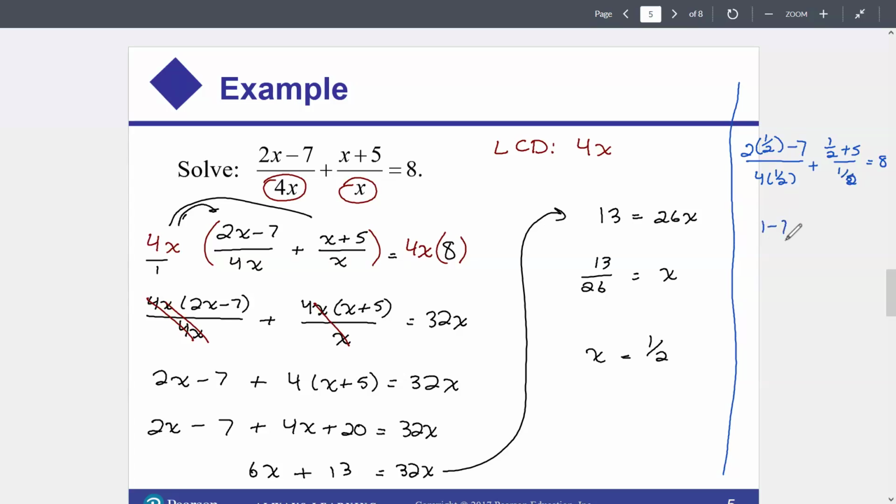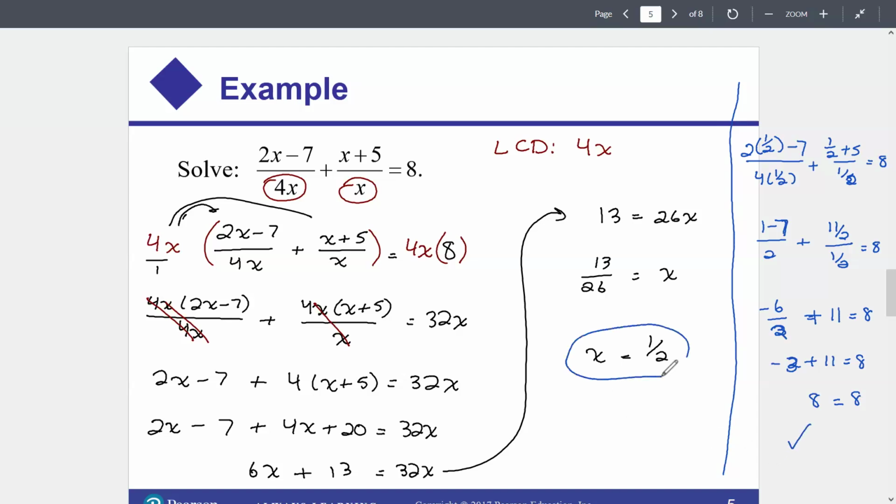So we're going to end up with 1 minus 7 over 2. And then here we're going to end up with 11 over 2 divided by 1/2 equals 8. So we're going to end up with negative 6 over 2, which is negative 3. And this is just going to turn into 11. So we get negative 3 plus 11 equals 8. So we end up with 8 equals 8. So this is definitely my solution.